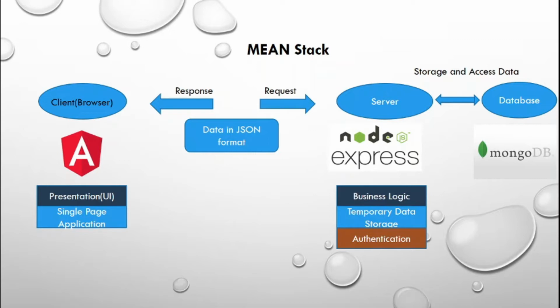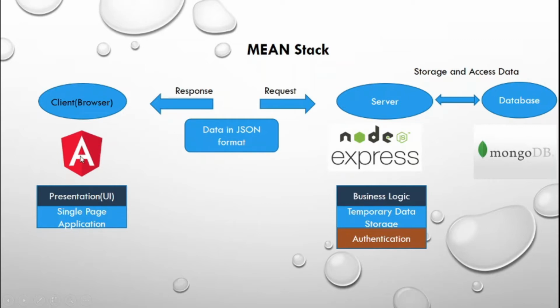I have already explained what is MEAN stack, the big picture, and how MEAN stack works, and already installed all the required software for this course. So now I will start with building a real-time project. The real-time project will be made with an Angular frontend, a Node and Express backend, and a MongoDB database. Now I will start with Angular.